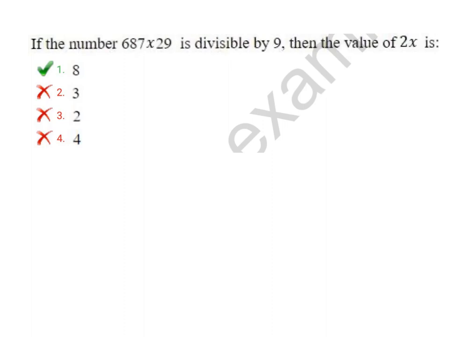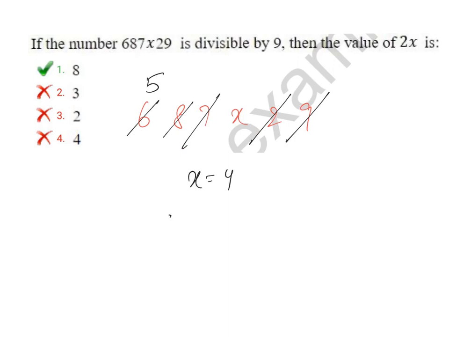Next, the number 687x29 is divisible by 9. Wherever the sum is 9 you can cancel it. 7 and 2 make 9, you can cancel it. 8 and 1 you can cancel. Remaining is 5. Therefore x is 4. He is asking you 2x, that is 8. So don't rush to the answer. Look at what he is asking. He is asking you 2x.